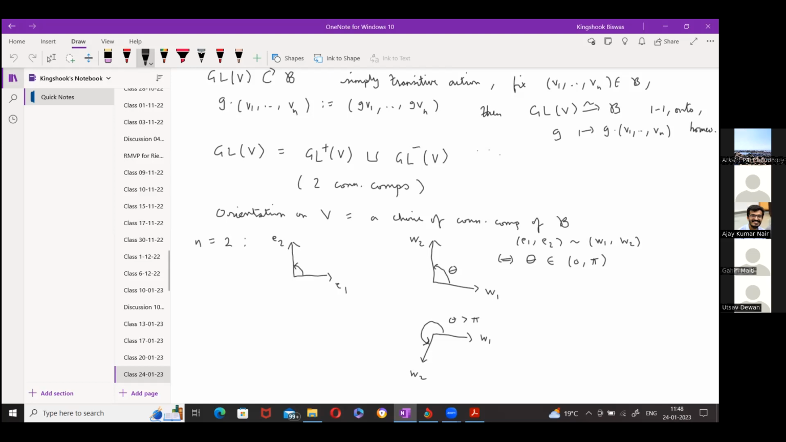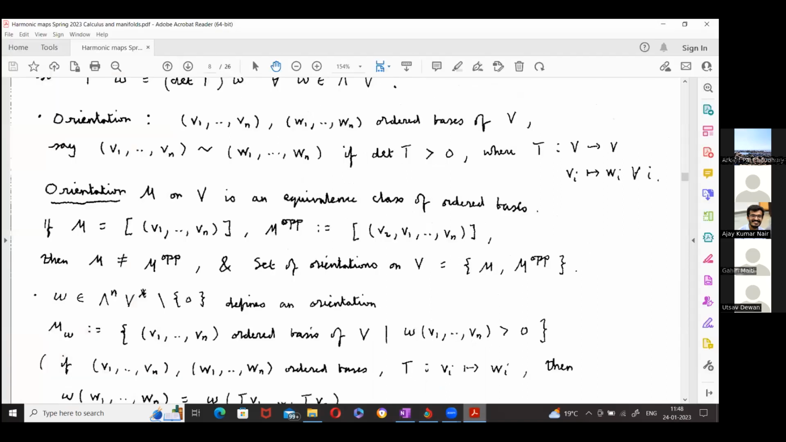Okay. All right. So fine. So now what? Okay. So let's come back to this. So on any finite dimensional vector space V, there are just two possible orientations, right? So if I take the equivalence class corresponding to one ordered basis V1 to Vn, then the other orientation, let me call it mu op, the opposite orientation, is just given by interchanging the first two basis vectors. Okay.